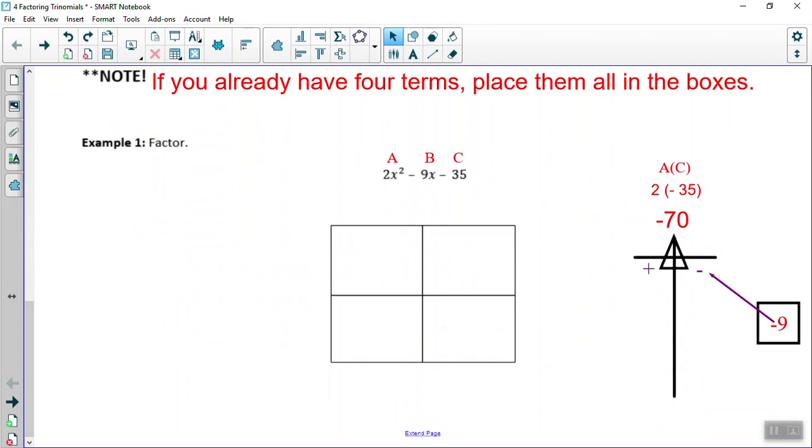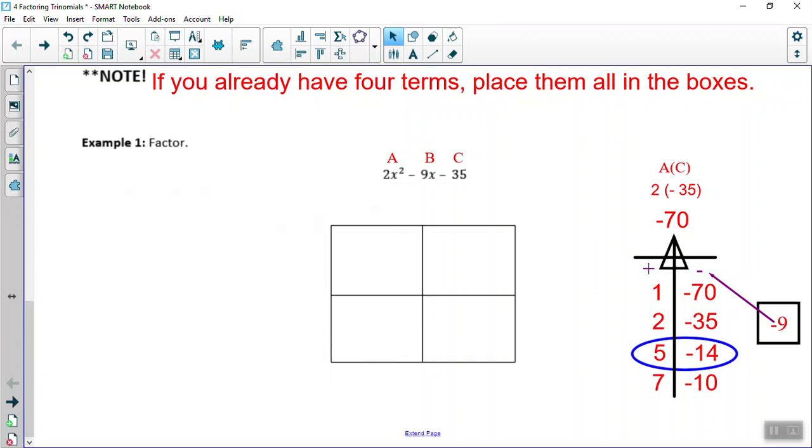So factors of 70. I've got 1 times 70, or in this case, going based on my signs, a positive 1 times a negative 70. It's even, so I can divide by 2. So 2 times negative 35, 5 times negative 14, and 7 times negative 10. So those are all my factor pairs that will lead me to negative 70. Well, I need to find the pair in here that adds up to that negative 9. So in this case, it's this pair right here, the 5 and the negative 14.